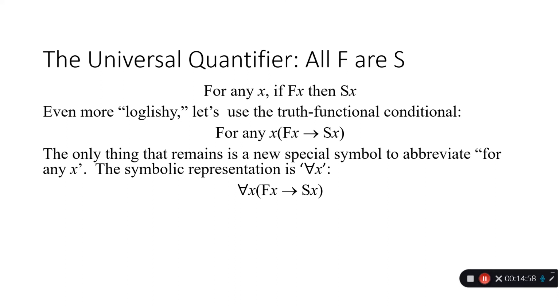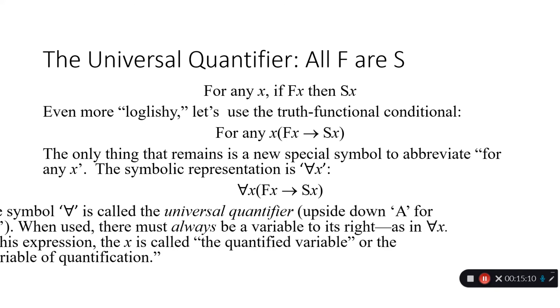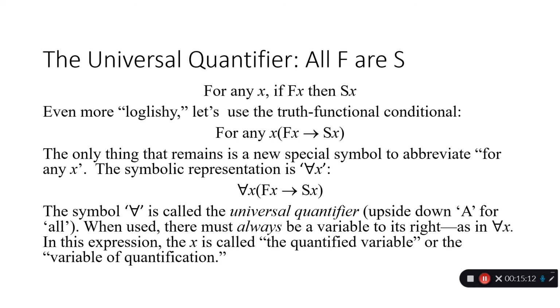And the way you read that is just like you read the string at the top of the page: for any x, if Fx, then Sx. In other words, it just says all F's are S's. The upside down A is called a universal quantifier, upside down A for all. When used, there must always be a variable to its right, as in for all x, upside down A x. In this expression, the x is called the quantified variable, or the variable of quantification.